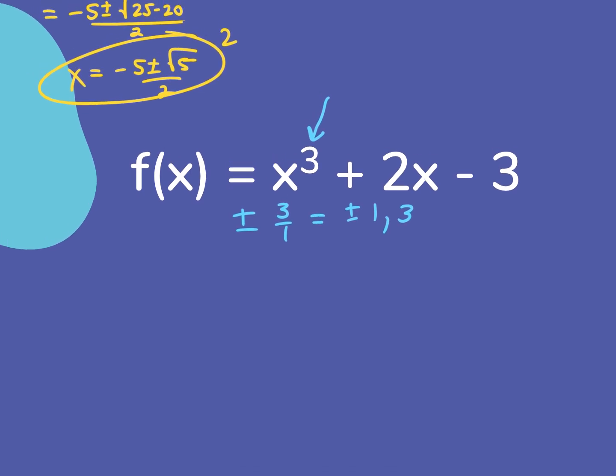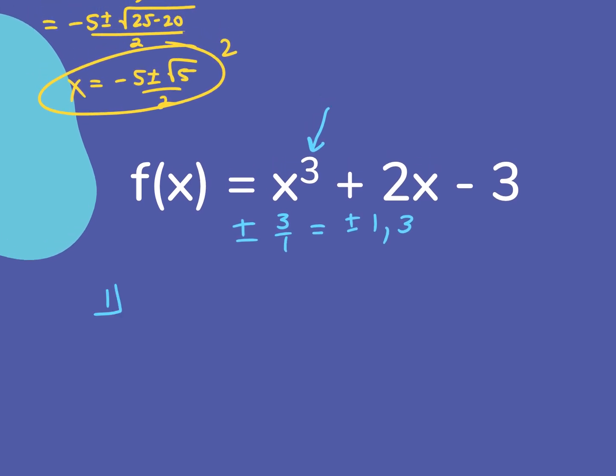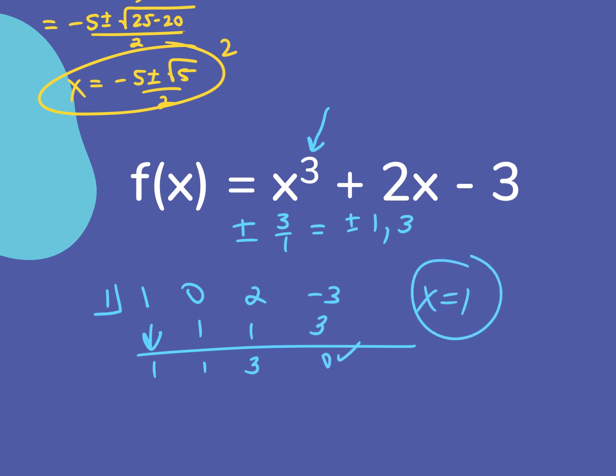All right, so let's try 1. Let's see if 1 is a factor here. So I'm going to write out my coefficients. What are my coefficients? 1, 0, 2, -3. Perfect. Bring down your 1. 1 times 1 is 1. 0 plus 1 is 1. 1 times 1 is 1. 2 plus 1 is 3. Good. 3 times 1 is 3. -3 and 3 is 0. Okay, cool. We love when whatever the first number is that we try works.